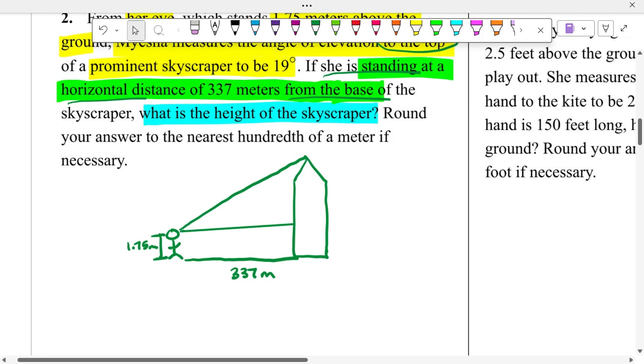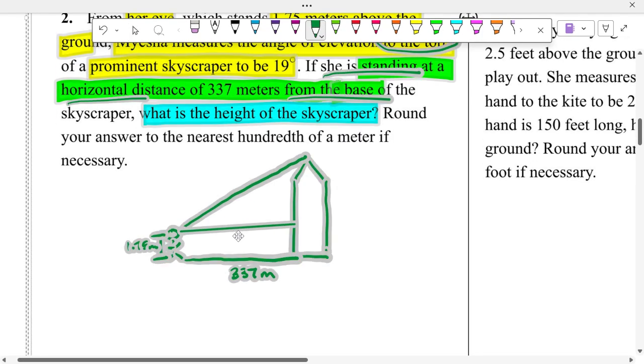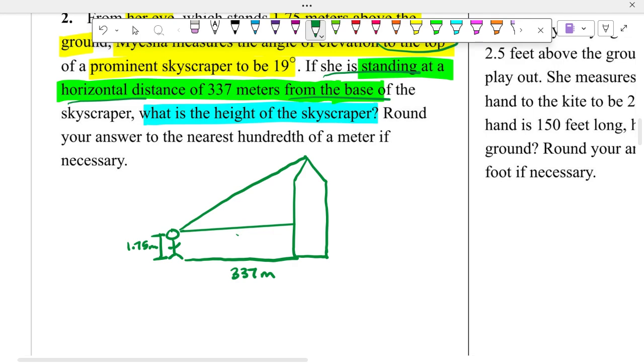So if she's 337 meters from the skyscraper, that means this line right here is also what? 337 meters. So the right angle is right here. And it asks us what the height of this skyscraper is. So guys, that's what I mean by setting up the picture is the hardest part. You gotta read it carefully, all right?